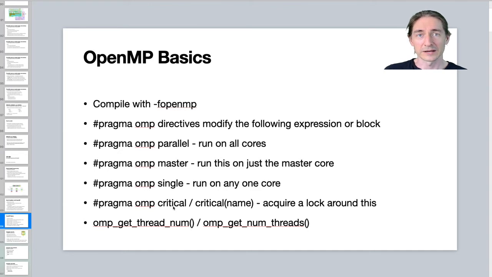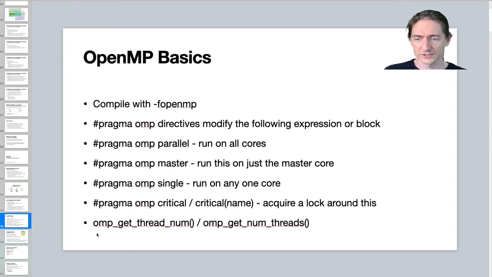Sometimes you're running in parallel, and then there's a part, a critical section, where you're modifying a shared variable, let's say, that you need to have a lock around. If you just say pragma critical, it'll acquire a single global lock before running the following expression or block. Or if you give it a name like this, it'll acquire a lock called this instead, and you don't need to allocate the lock or initialize it. It'll just work behind the scenes.